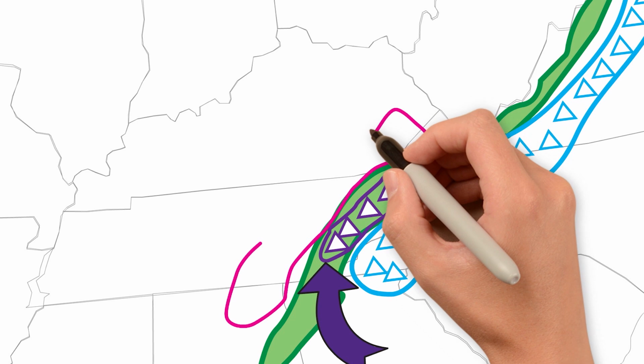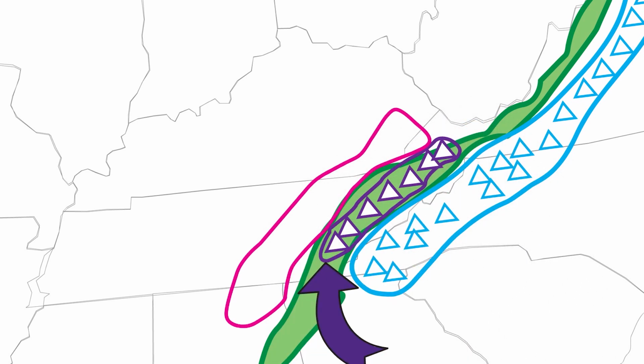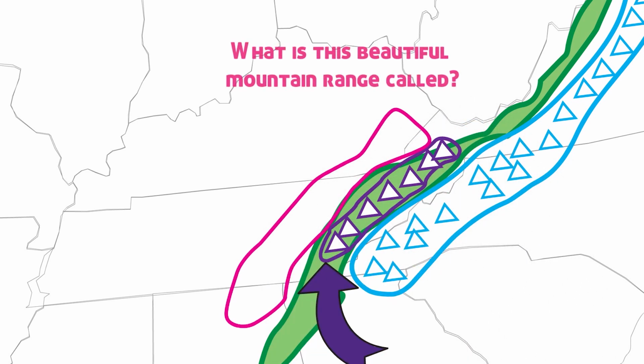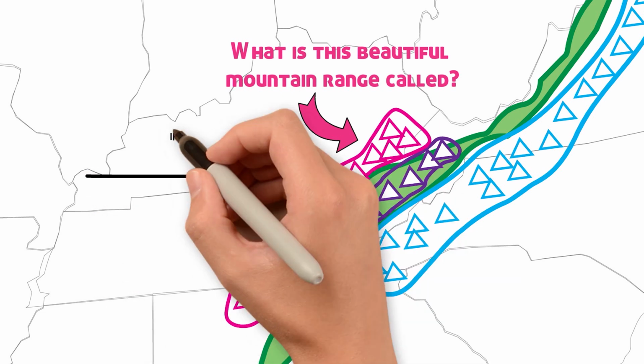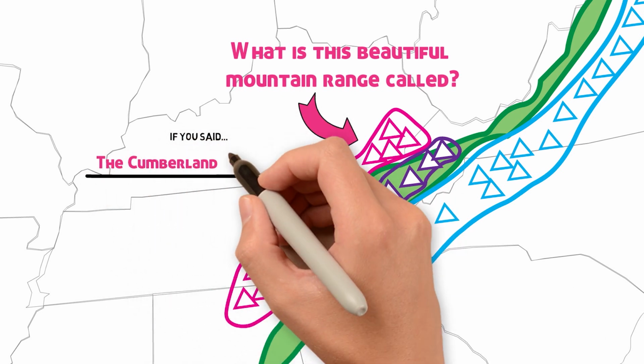Now for our last mountain range within the Appalachians that we have learned about. What is this beautiful mountain range called? If you said the Cumberland Mountains, you would be right.